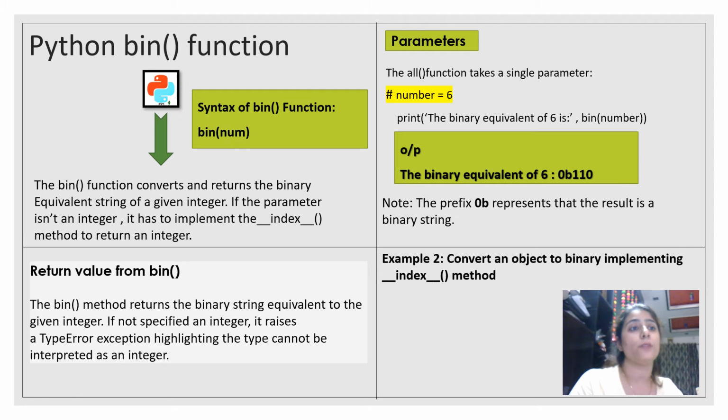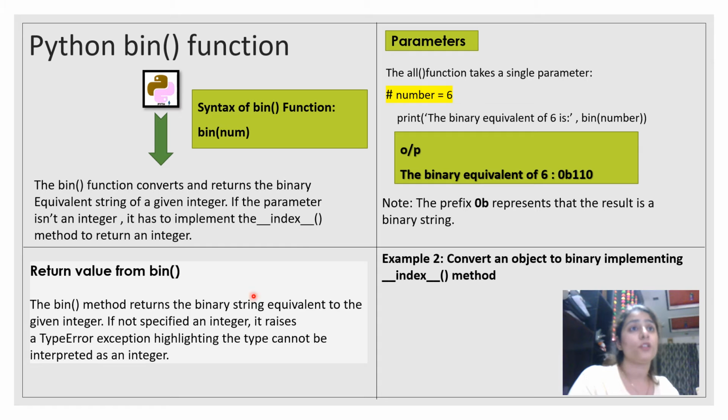Now next is the bin function. Syntax is bin number. The bin function converts and returns the binary equivalent string of a given integer. If the parameter is not an integer, it has to implement the __index__ method to return an integer. So the parameter you are passing should be an integer. If it is not an integer, then you have to implement this __index__ method here.